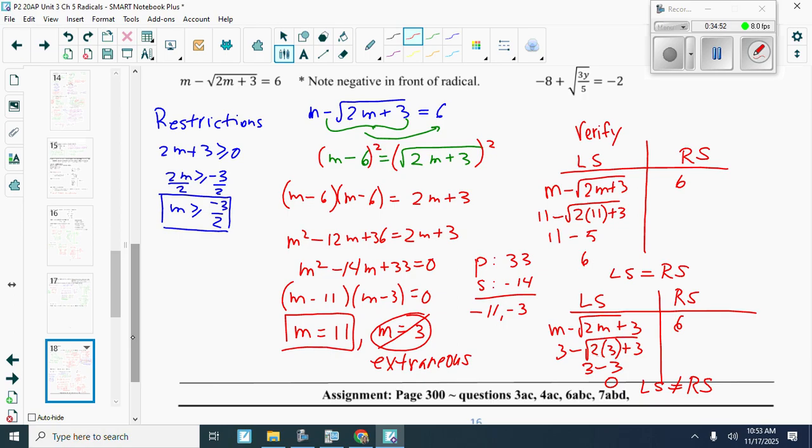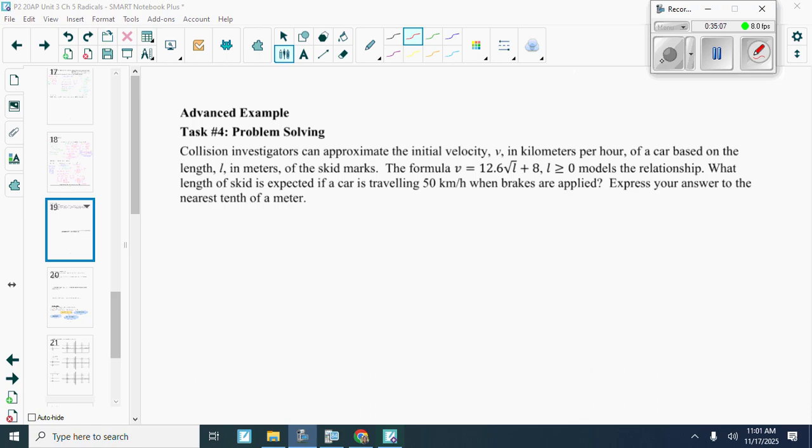Okay, let's do another question on the board. I have 2 for you. I'll give you a moment to write that, and then we're going to do this little guy right here. We're going to do them up on the boards. This one says collision investigators approximate initial velocity v in kilometers per hour of a car based on length L in meters of the skid marks. So here's this lovely formula. They've already given you the restrictions. This models the relationship. What length of skid mark is expected if cars travel 50 kilometers an hour when the brakes are applied? Express your answer to the nearest tenth of a meter.